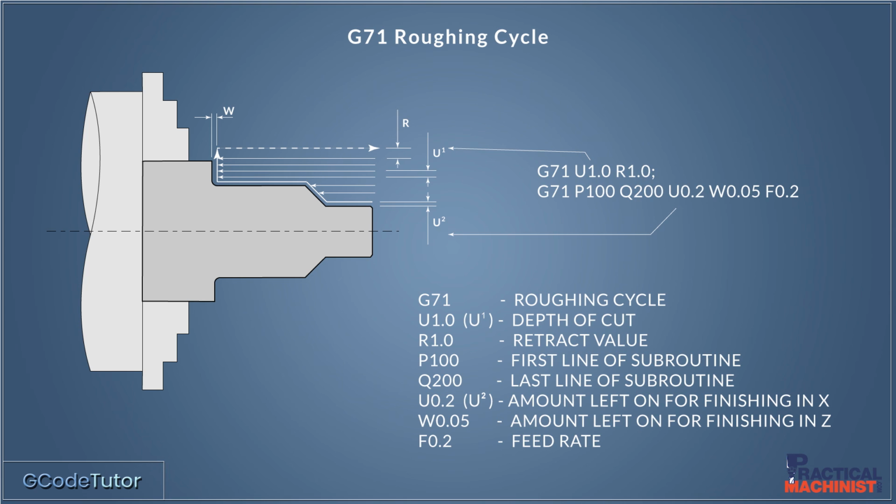So that concludes this short lesson on how to program a G71 roughing cycle on a CNC lathe or a CNC machining center.